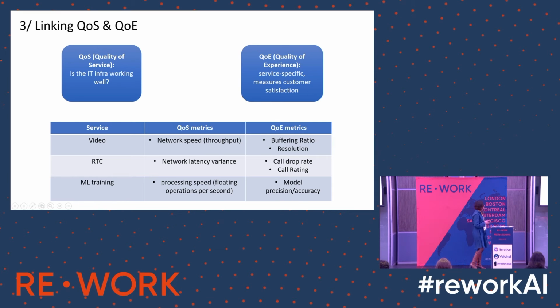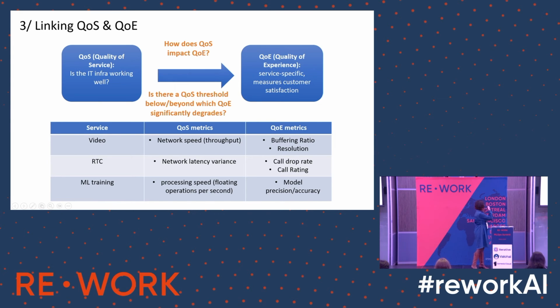For instance, if you take a service such as video, the relevant QoS metrics would be network speed, or what we call throughput. The quality of experience metric would be more the buffering ratio, because the more you have buffering, the more people are likely to leave. Also, the resolution of the video. Other services like real-time communication would be sensitive to network latency variance, and this will impact the rate at which people drop a given call, as well as the call rating. For ML training, for instance, processing speed is key, and it could impact model accuracy and performance.